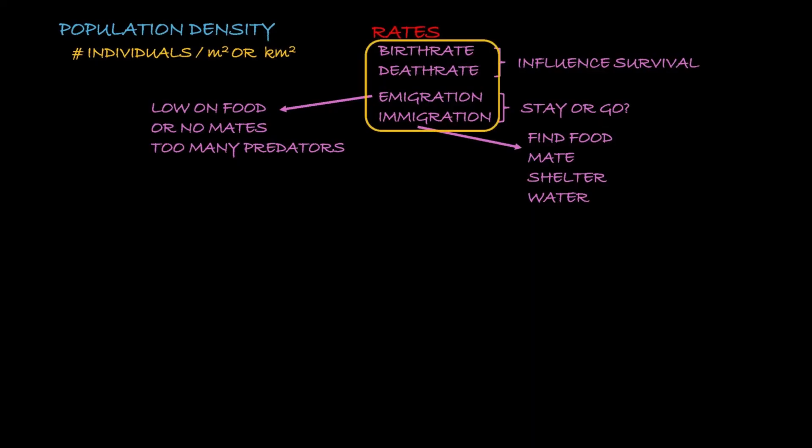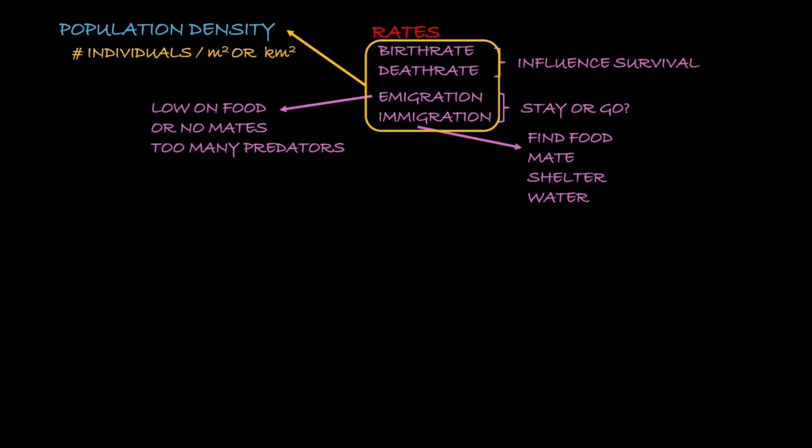These are the 4 things that will affect the population density. The population density will go up or go down as more individuals are born. So birth rate isn't just how fast they are born, though, but then how many are surviving. We don't really care how many are born. It's also how many survive long enough to have offspring of their own.